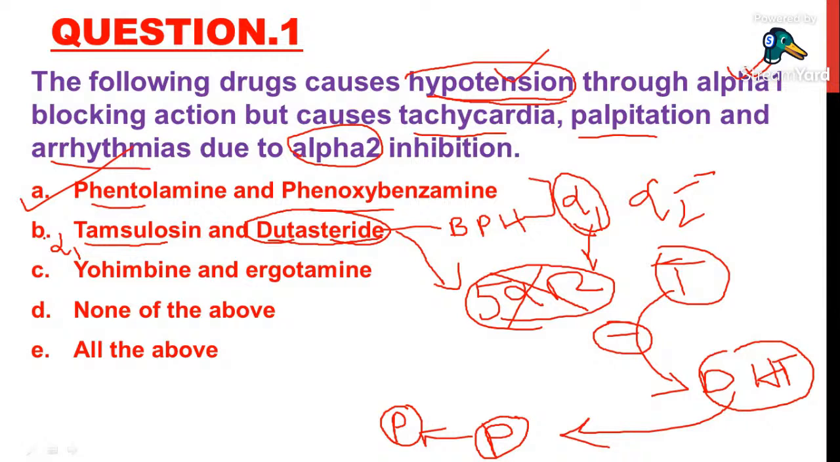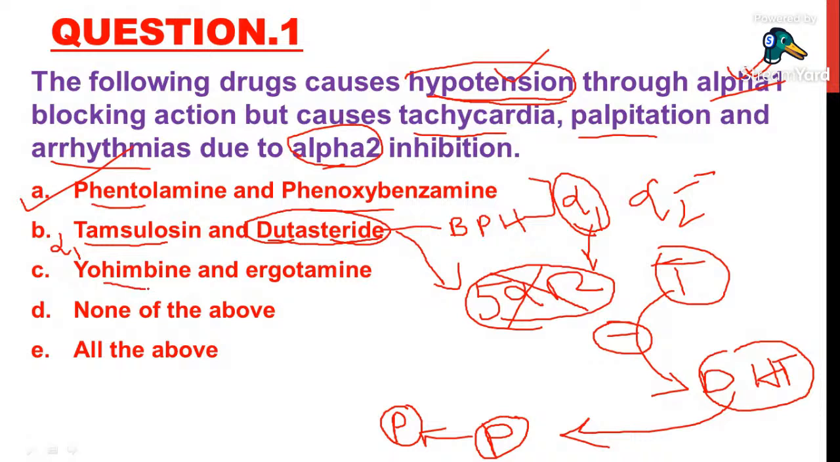So this option is not at all related to the question, because tamsulosin has alpha 1 activity and dutasteride has 5 alpha reductase activity. But the question is asking about alpha 1 activity and alpha 2 activity. So option 2 is wrong.